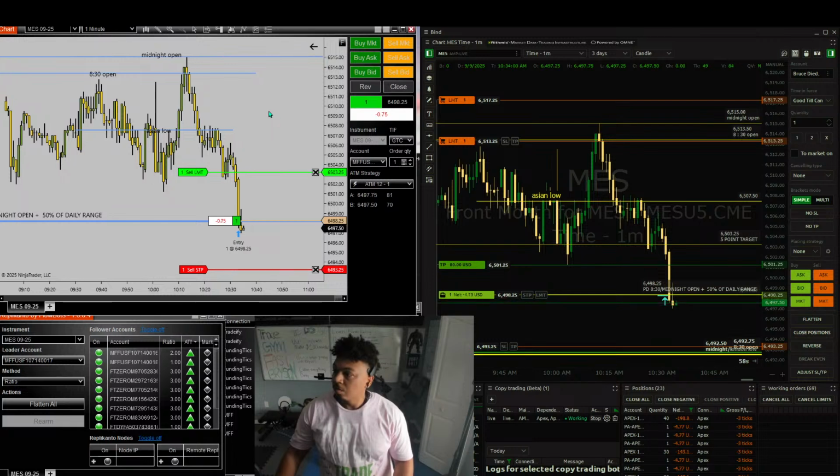Down 1 point. See if we can get a push back up above. Again, this is off of the previous day's 50% range, so I'm expecting at least a pop up because that's buying at a discount. See if we'll get a pop up. It's not looking good currently.